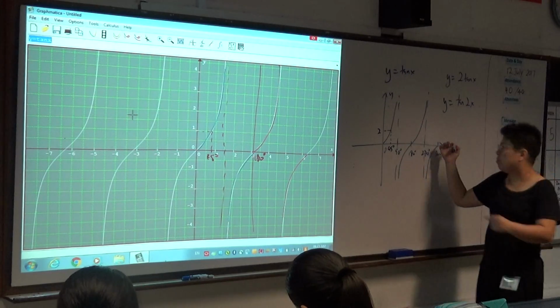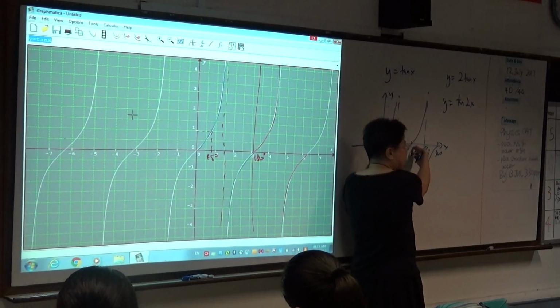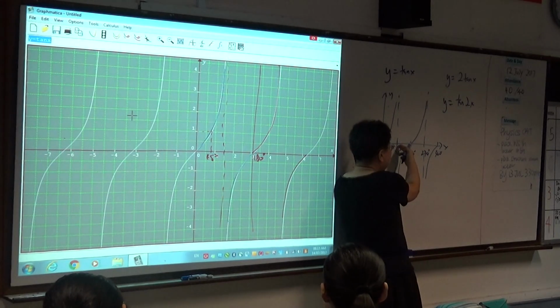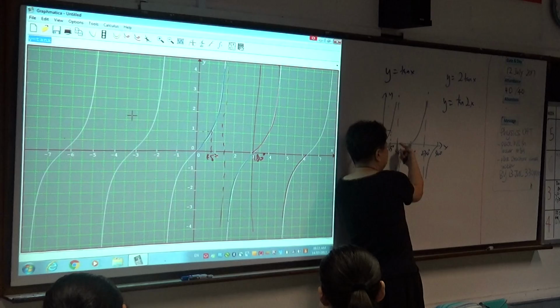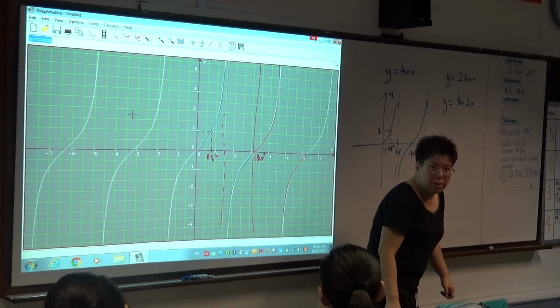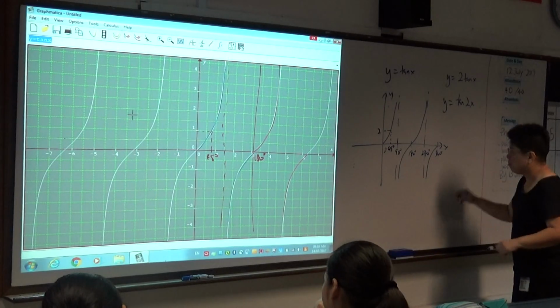That means now the period, instead of 180, it must go to 90 already, right? So within here at 45, it will go up, come down. That means I have 2 cycles over there. Do you understand what I'm talking about? Okay, let me just draw it.